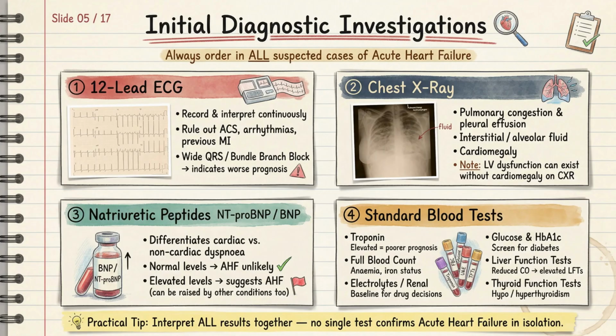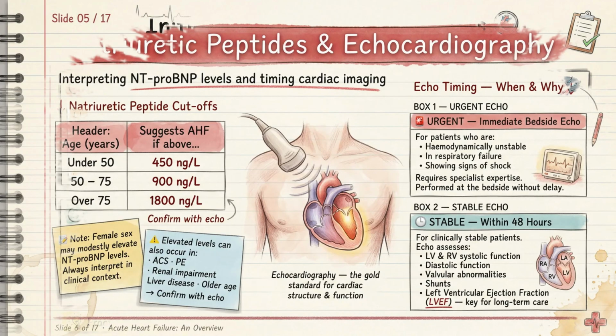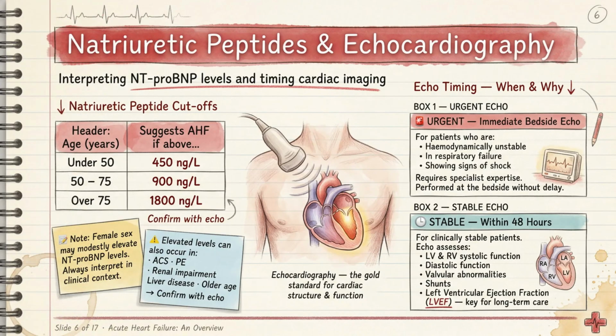Fourth, standard blood tests. Troponin, elevated levels indicate poorer prognosis, full blood count for anemia and iron status, electrolytes and renal function, critical for drug decisions, glucose and HbA1c, liver function tests, and thyroid function tests. And the practical takeaway tip? Interpret all results together. No single test confirms acute heart failure in isolation. Let's dig deeper into natriuretic peptides and when to arrange that echo.